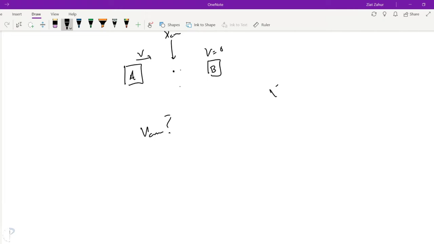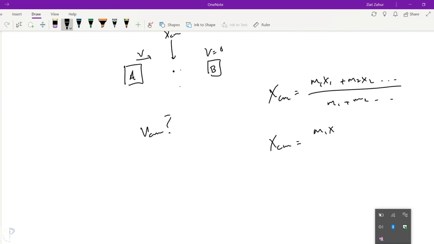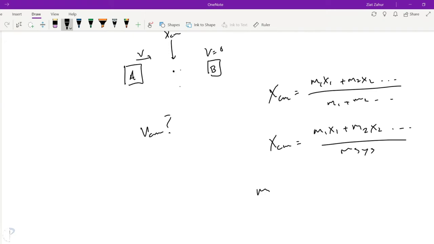Okay. If you recall the XCM formula, XCM is equal to M1x1 plus M2x2 dot dot dot over M1 plus M2 dot dot dot. One could say XCM is equal to M1x1 plus M2x2 dot dot dot over the mass of the system. So this is m_sys times xcm is equal to m1x1 plus m2x2 dot dot dot.